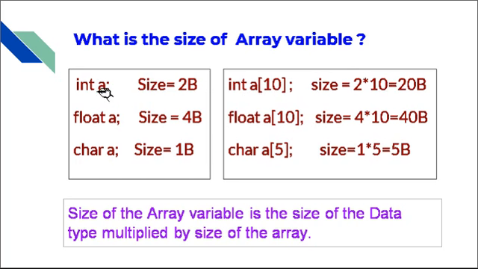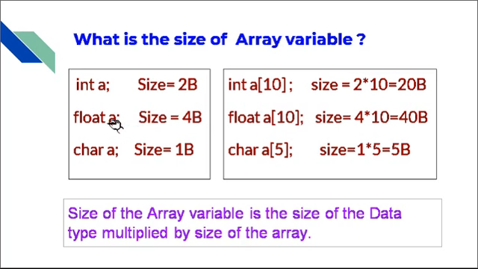Here the variable A, the size is 2 bytes, only one location, only one element. Here the size of the variable A is 20 bytes. Here A is capable of holding 10 elements, 10 locations. Size of each location is 2 bytes. 10 locations, 10 into 2, 20 bytes. Here only one location is created. Here 10 locations are created. Size of one location is 2 bytes. Size of 10 locations is 20 bytes.